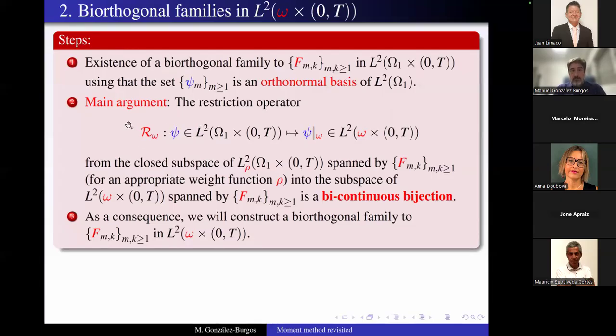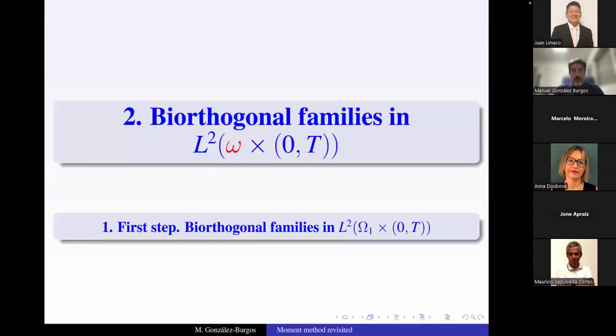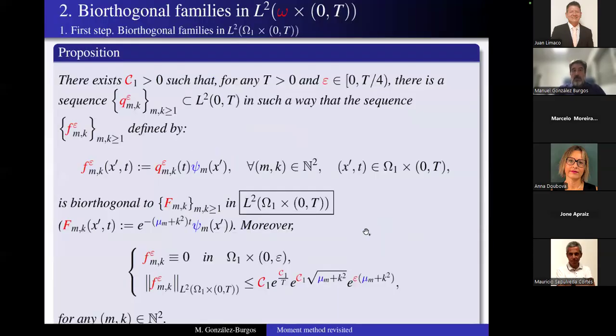Finally, using this property for the restriction operator and using a bi-orthogonal family in L2 of Omega 1 times (0,T), we can prove the existence of a bi-orthogonal family in L2 of little omega times (0,T). I prefer not to go into detail, but in any case, I'm going to give you some ideas of the proof. Then we are going to prove the first step: the existence of a bi-orthogonal family in L2 of Omega 1 times (0,T). And in this case, this is the result we can prove.